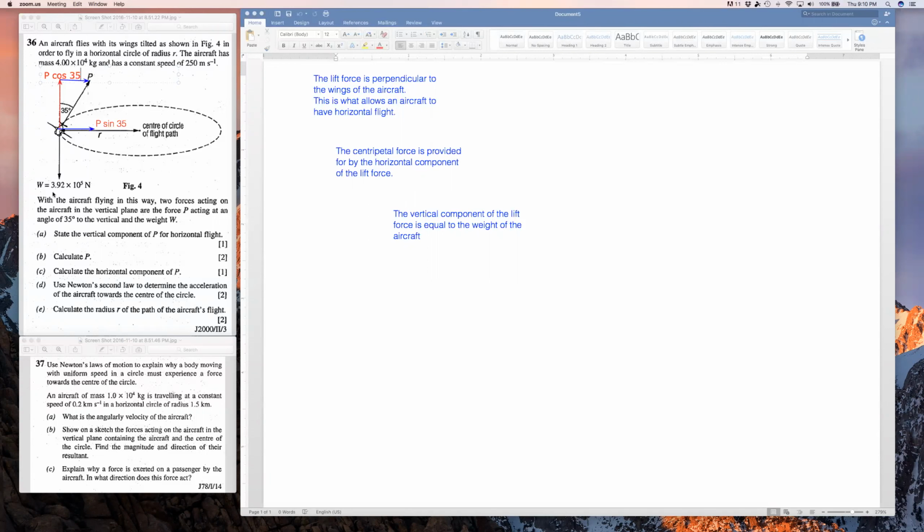The question tells us that the weight of the aircraft is 3.92 by 10 to the 5 Newton. So if that is what the force is down, there's going to be an exact equal opposite force. So we know immediately that P cos 35 must be equal to 3.92 by 10 to the 5. And again, that's just reading the question. The aircraft is moving with a mass of 4 by 10 to the 4 and a speed of 250 meters per second. That's the information we have. So let's get into what they're asking us for. State the vertical component of P for horizontal flight.